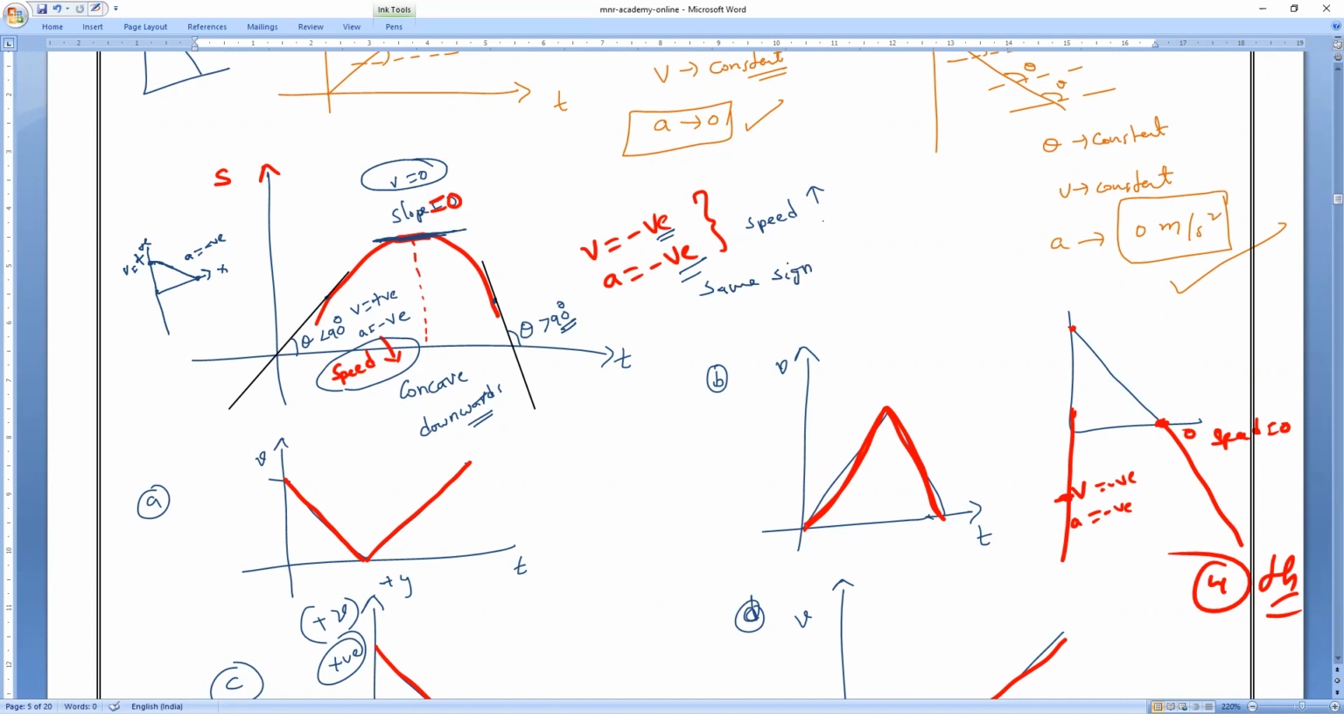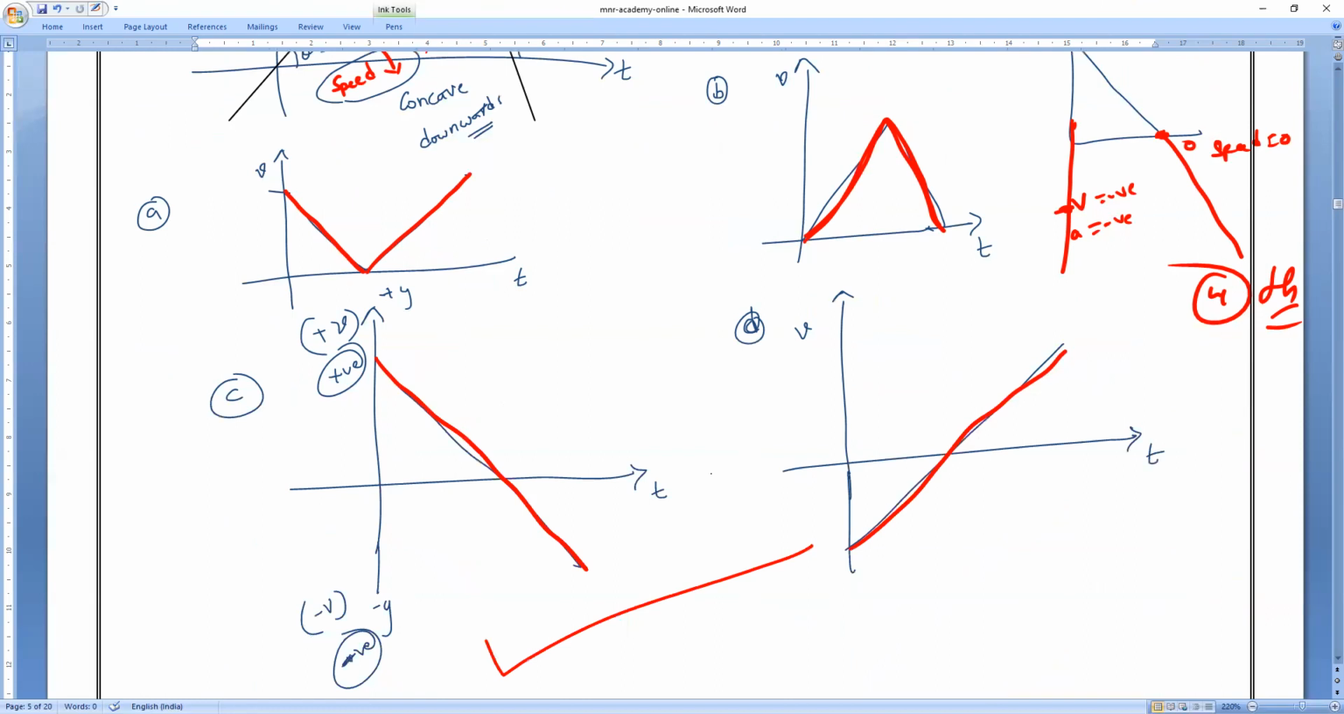Speed is increased. But it is a what sign? Negative sign or positive sign? Negative sign. So speed increases, but it is a negative sign. Means it is only. Is it yes or no? Okay, sir. Now you combine both the graphs. So what is the correct answer?